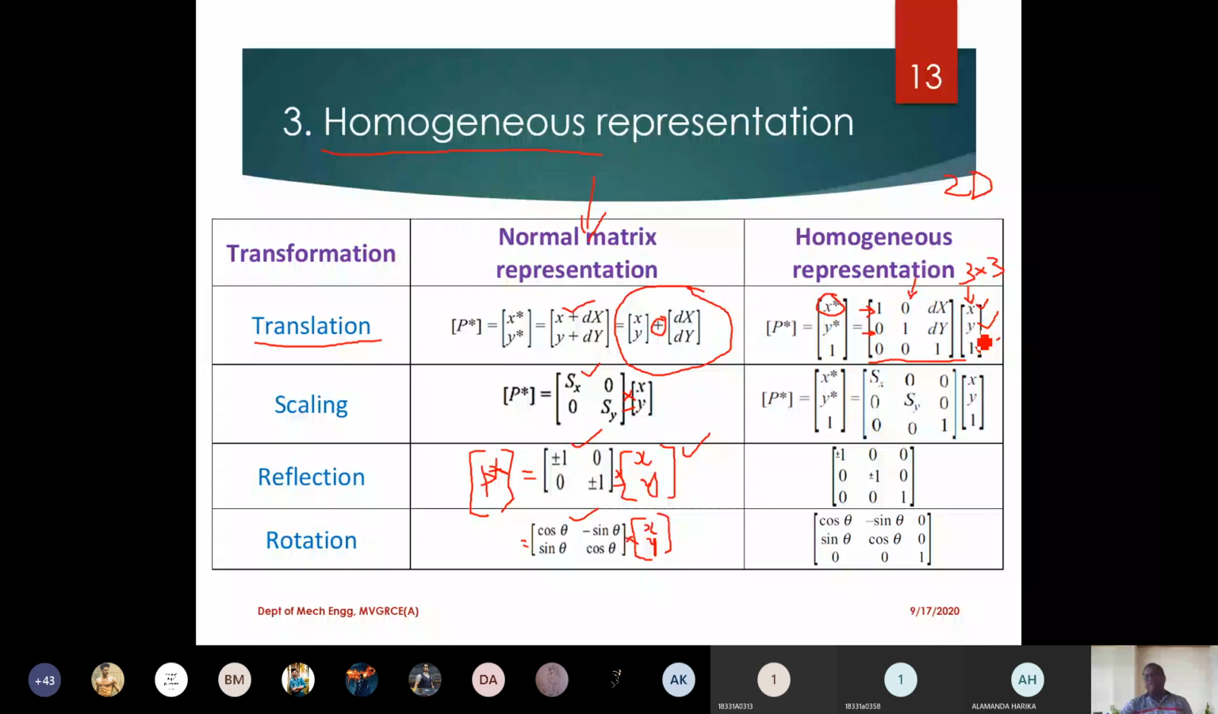You don't need to worry about the third row at all. Why? Because it simply talks about the constant value. So it must be equal to 1. 1 is equal to 1. You will get it.